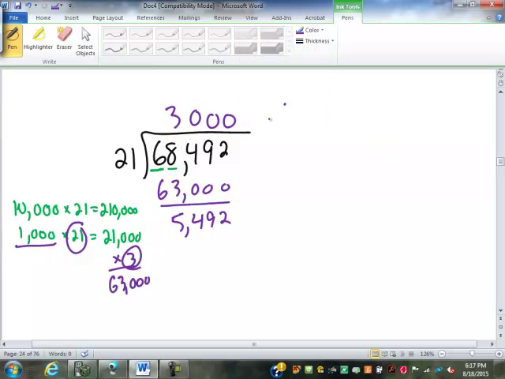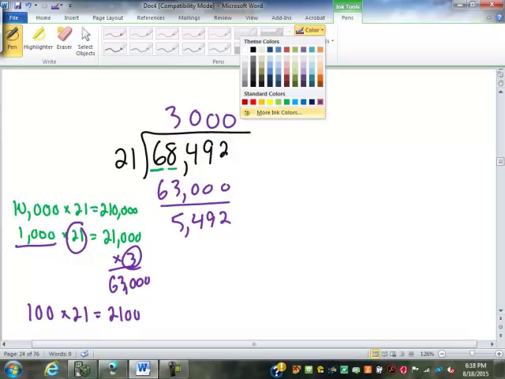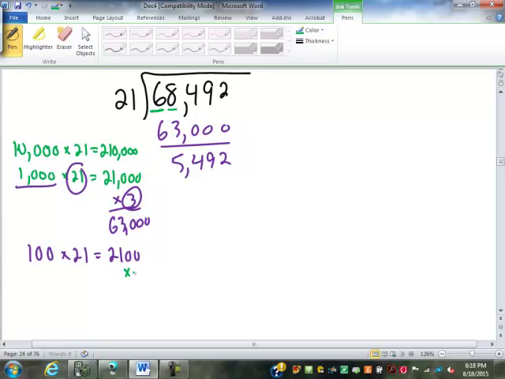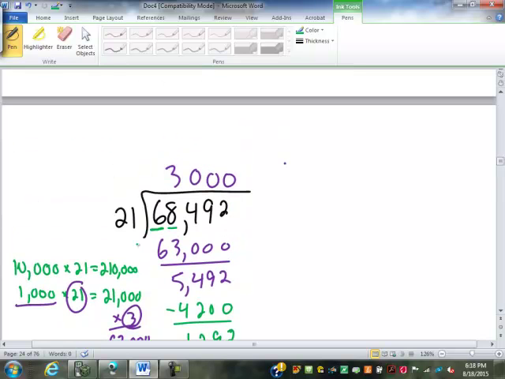Now I move on to the next place value, the 100s. 100 times 21 is 2,100. Can I subtract that from the 5,492? Yes. How many times? Twice, right? 4,200. So that is 1,292. Now what I just did there, I subtracted 21 100 times 2, or 200 more times.